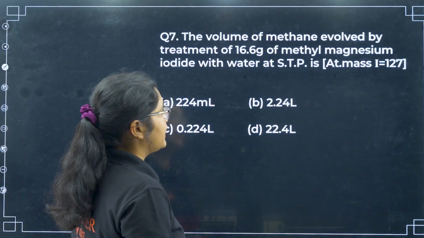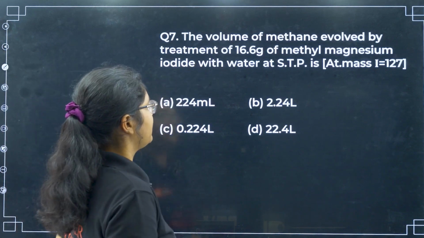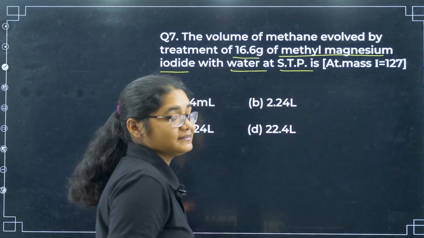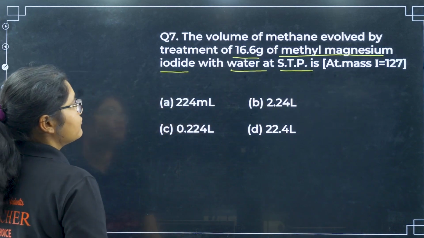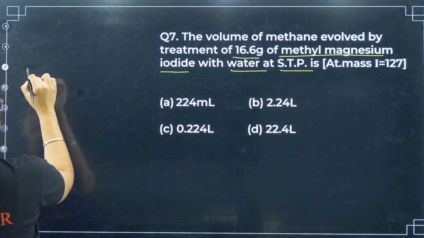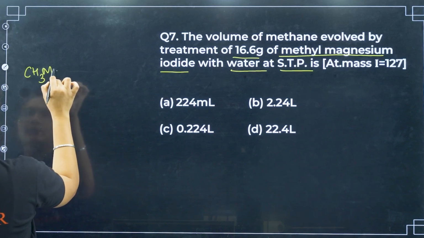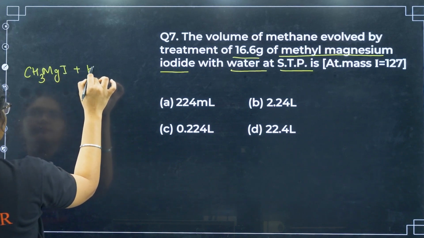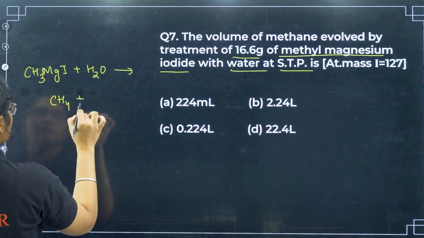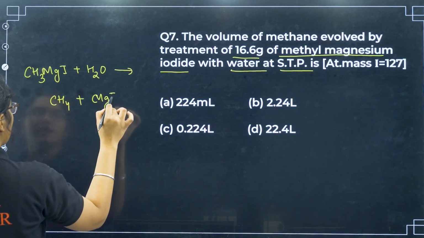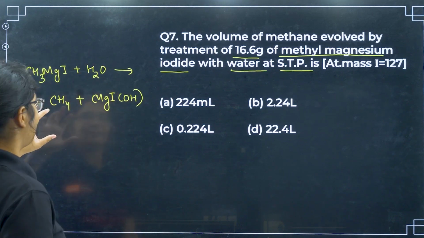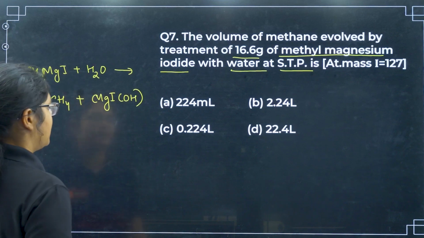Next, the volume of methane evolved by the treatment of 16.6 gram of methyl magnesium iodide with water at STP. So first let me write down the reaction: methyl magnesium iodide plus water will give me CH4 plus Mg(I)OH. Now if you see, this reaction is already balanced.